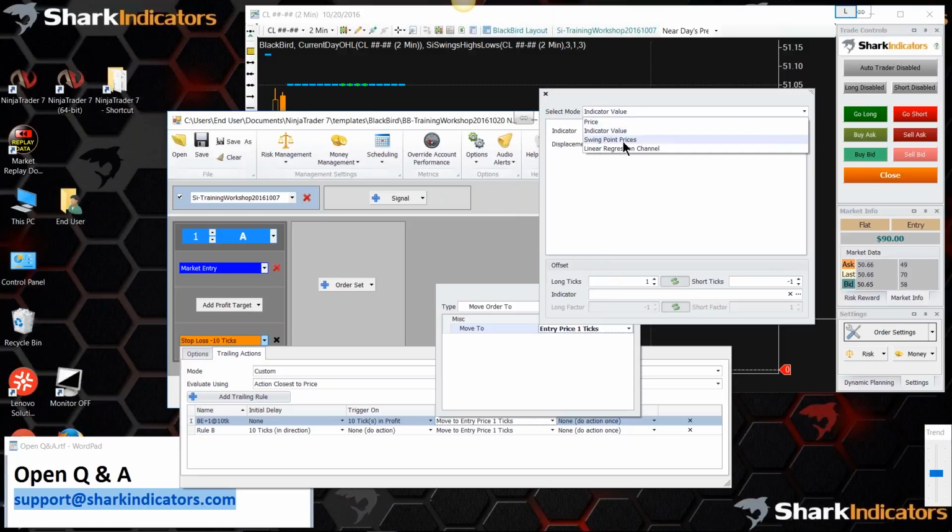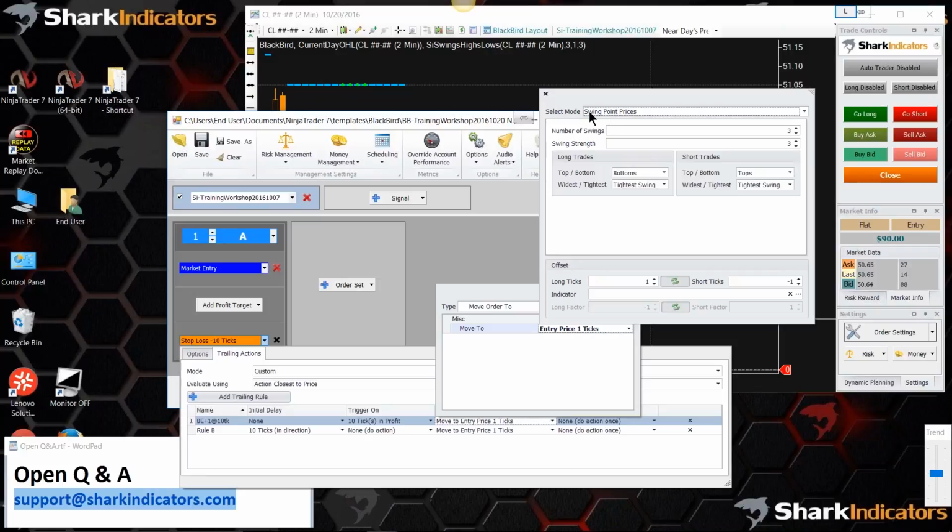Or you could use swing points as well. In the previous example, we moved our stop loss to a swing point, and this swing point uses the swings highs lows indicator that comes with Shark indicators. You can see that indicator on my chart there. That's the dashed blue line and the blue dots there, marking the swing high.